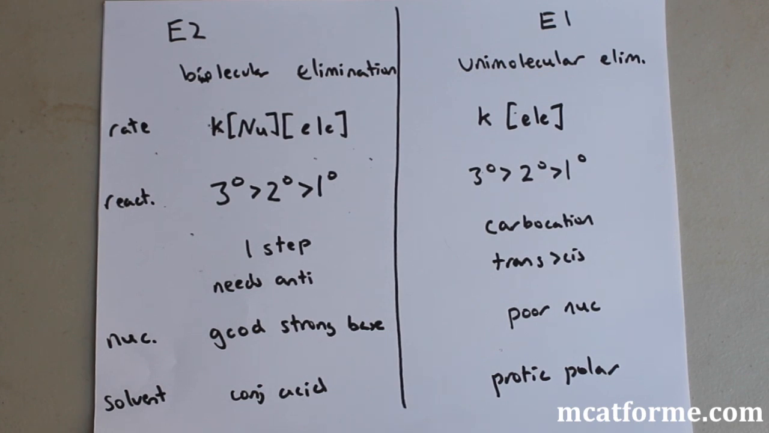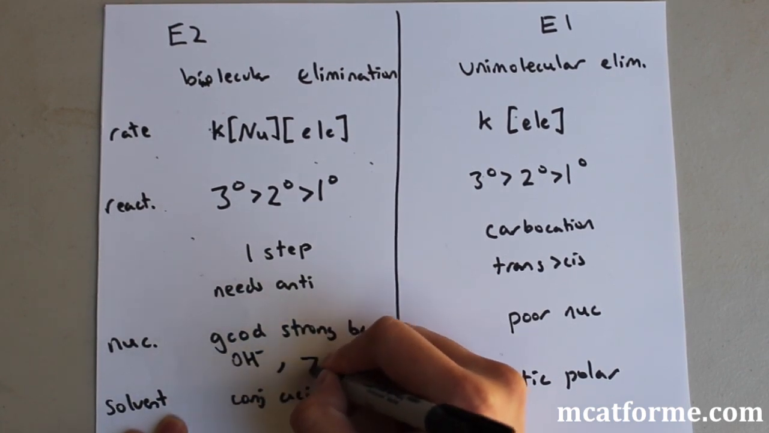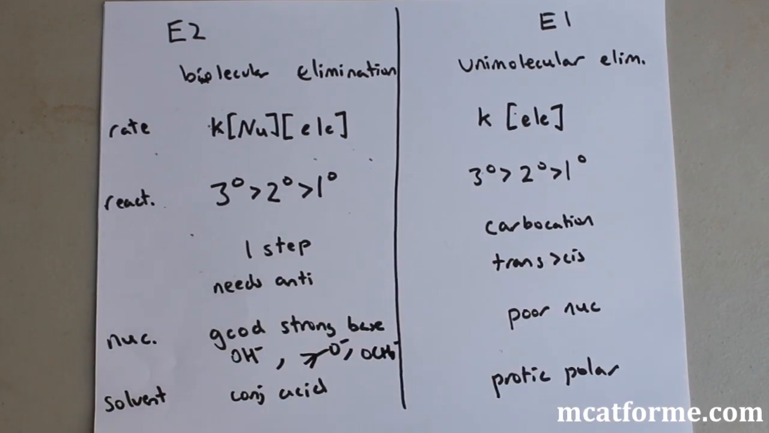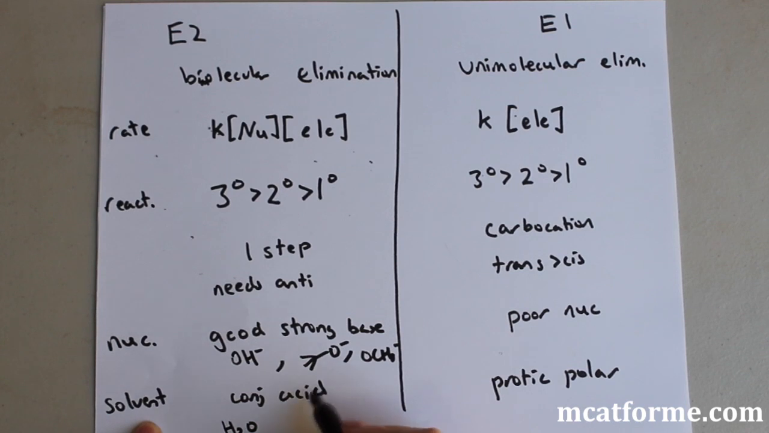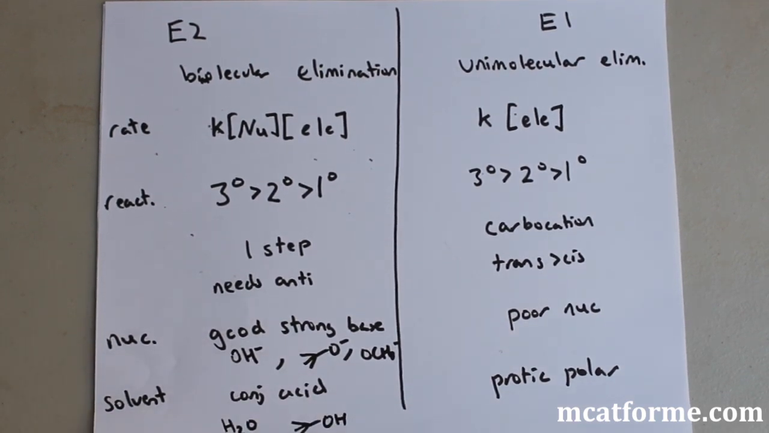What's a good strong base? Some good strong bases are like OH minus, tert-butoxide, OCH3 minus, stuff like that. For the solvent, it's the conjugate acid of these bases. For example, if we had OH minus as our nucleophile, the solvent would be H2O. If we had tert-butoxide, the solvent will be tert-butanol. You guys get the hang of that. And for E1, the solvent is just protic polar, as we learned before, something that has hydrogen bonds, like H2O, alcohol, stuff like that.